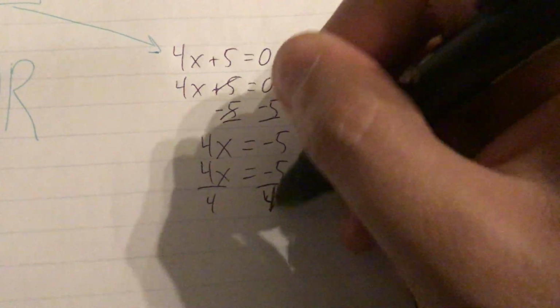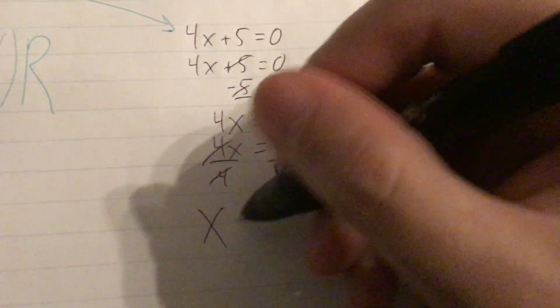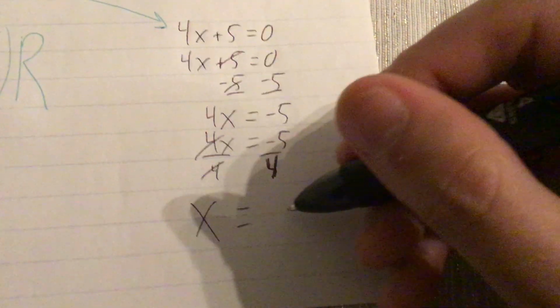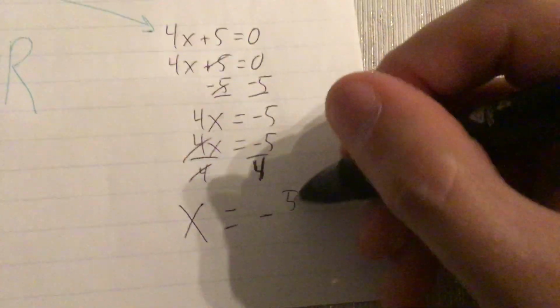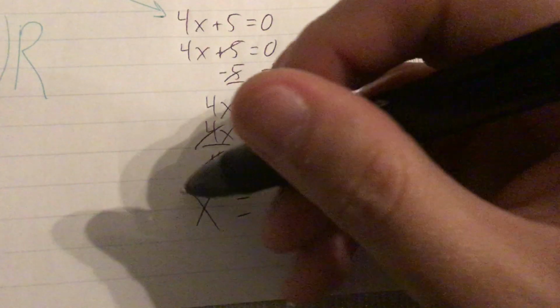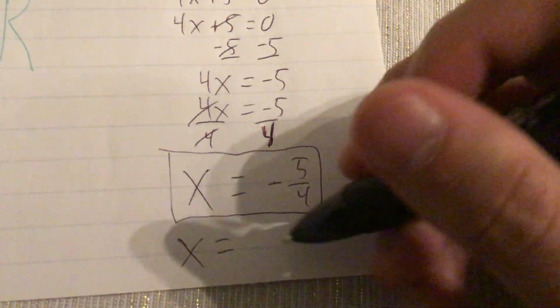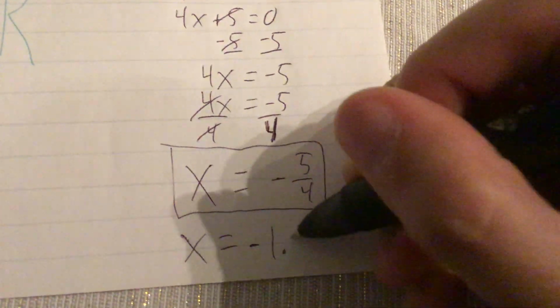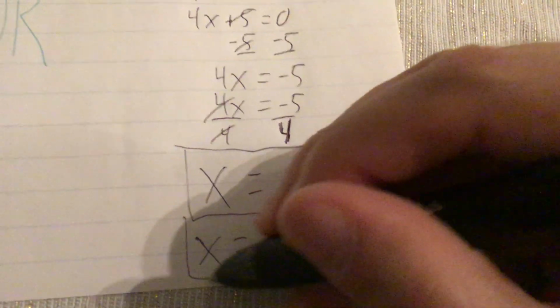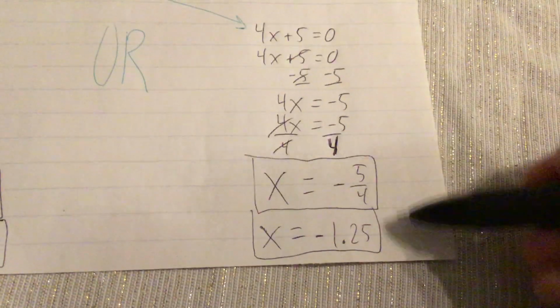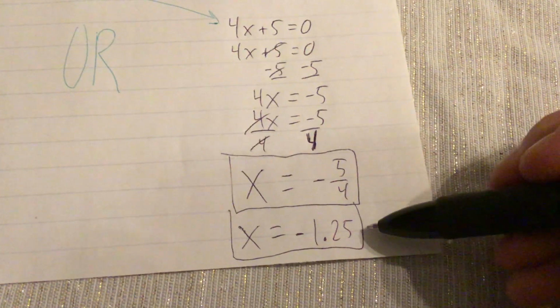Oh, whoops. There we go. Cancel out, leaving me with a negative divided by a positive is a negative. Negative 5/4. You can leave it like that. I'm not mad. I like a fraction. But you'll notice that if you do negative 5 divided by 4, you're going to get negative 1.25. So one of the solutions could be either one of these two, negative 5/4, negative 1.25.